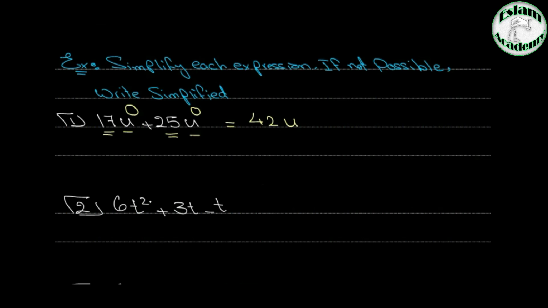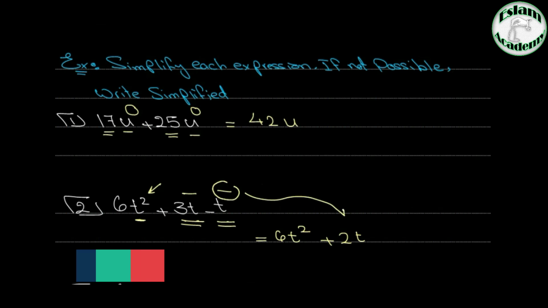Number 2. 6t squared plus 3t minus t. For the first one we have 6t squared, and then 3t and negative t. You will find that the first one has power 2, but the second one has no power, so we can say that 3t and negative t are like terms. To simplify this expression, we write 6t squared without any change, then add 3t minus t, which equals positive 2t, and we will not change the power. We keep the power as it is.